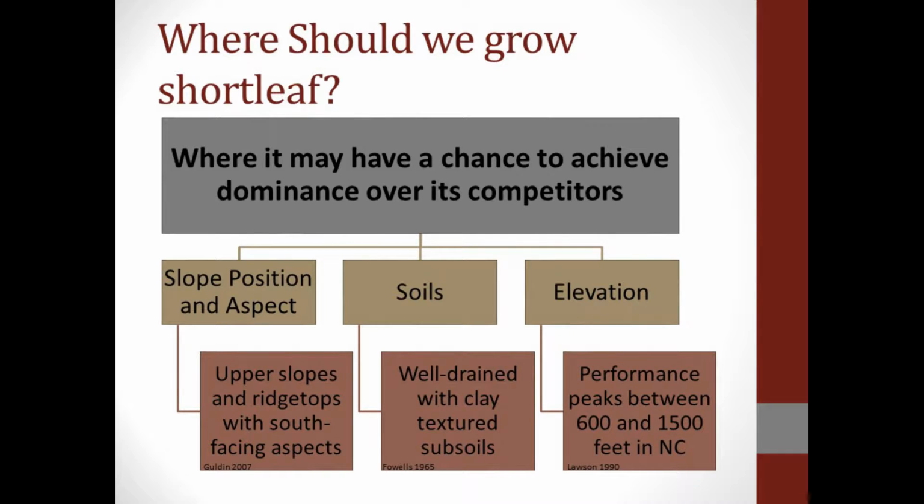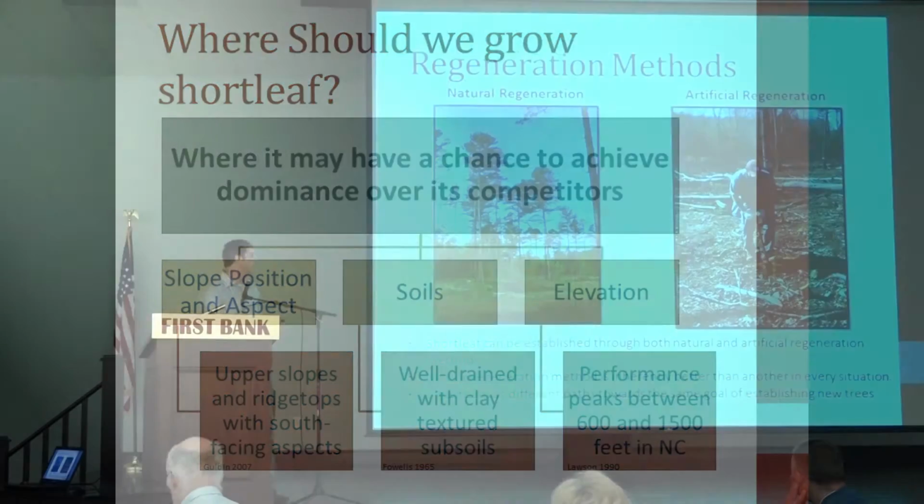When we look at elevations, it can technically grow up to about 3,000 feet of elevation in this part of the country, but where it tends to do well is between 600 feet and 1,500 feet of elevation, which is pretty much the Piedmont. So these are areas where shortleaf pine actually has a chance.